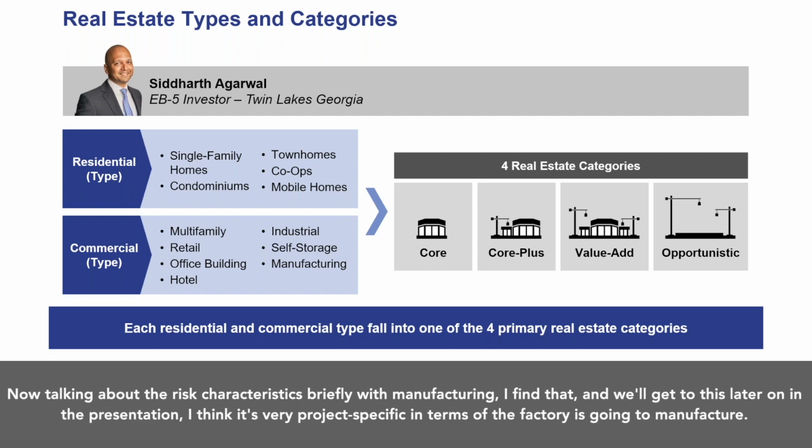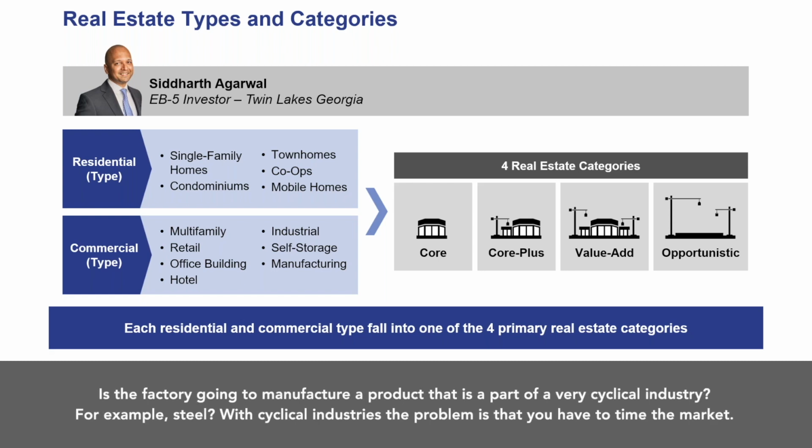Now, talking about the risk characteristics briefly, with manufacturing, I find that, and we'll get to this later on in the presentation, I think it's very, very project specific in terms of what is the factory going to manufacture. Is the factory going to manufacture a product that is a part of a very cyclical industry, for example, steel?